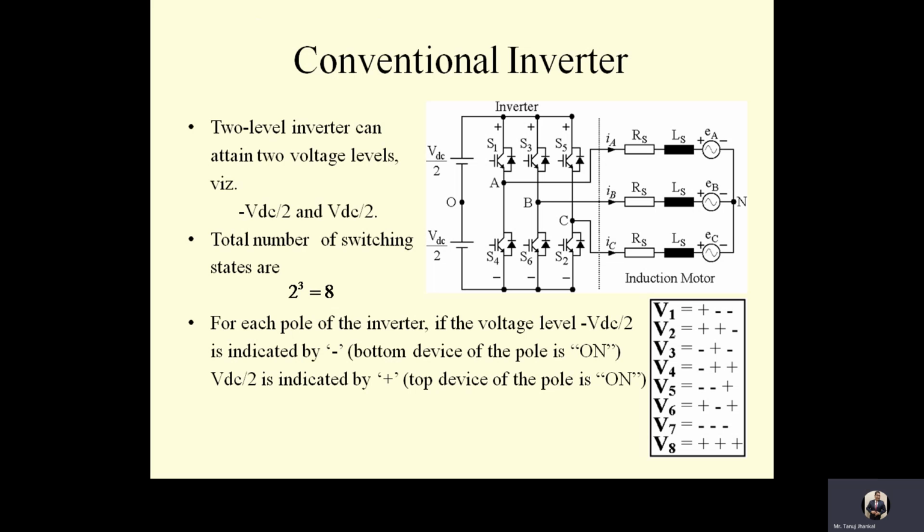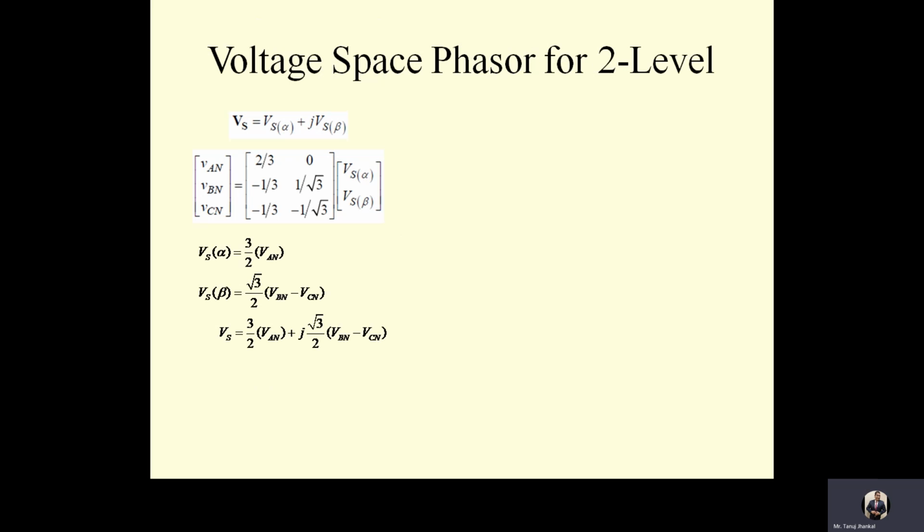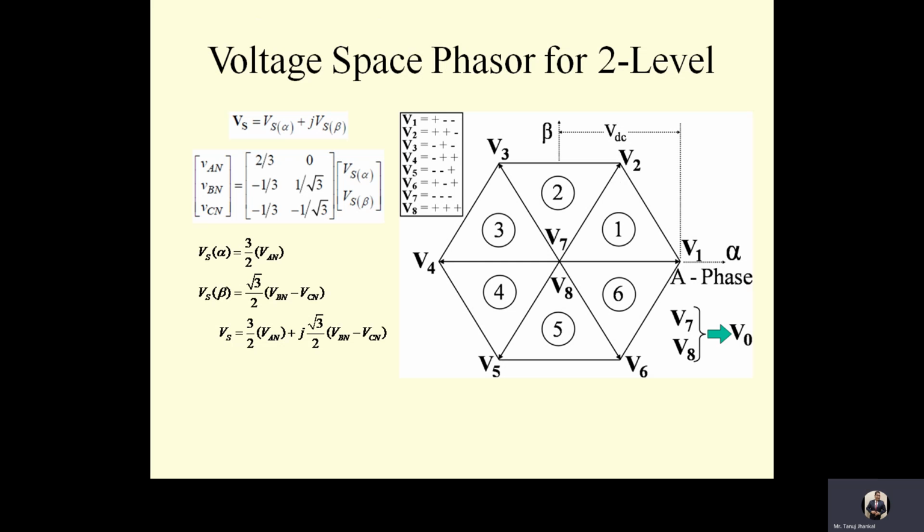So now if we talk about the phasor structure, we use all these equations to make the phasor. Now the phasor will look like this, and it is customary to place the alpha axis along the A phase axis of the induction motor. The triangular sectors of the inverter voltage space phasor structure are indicated by encircled numbers 1 to 6, as is clear from the figure.